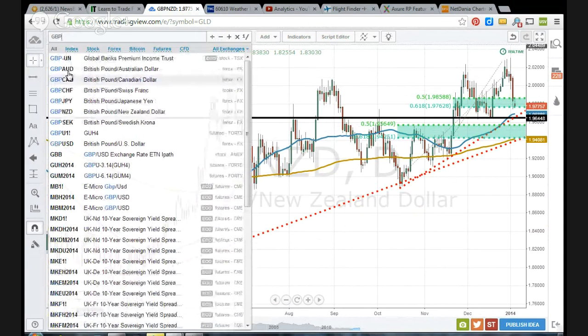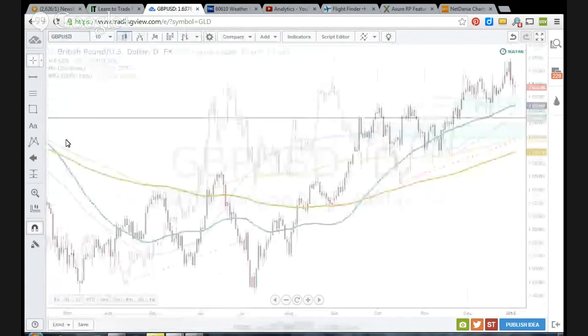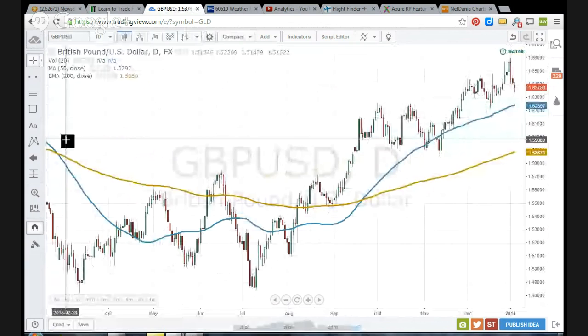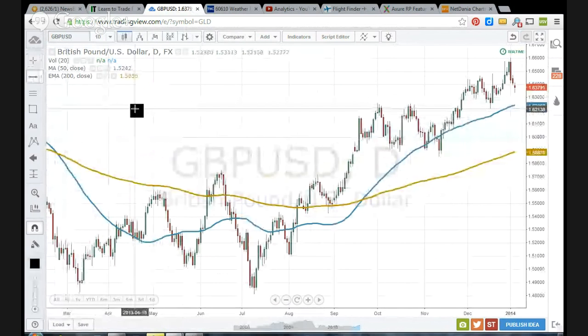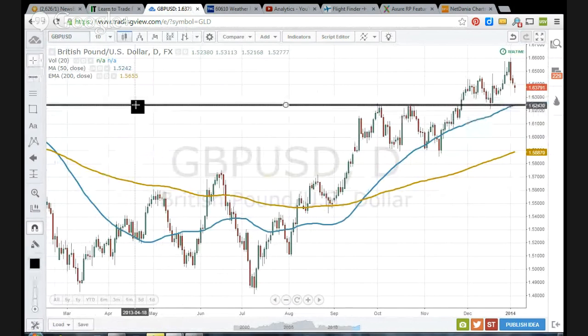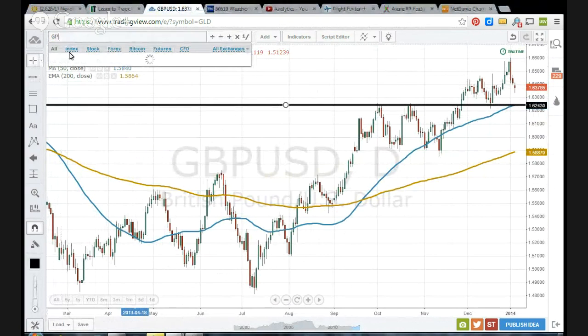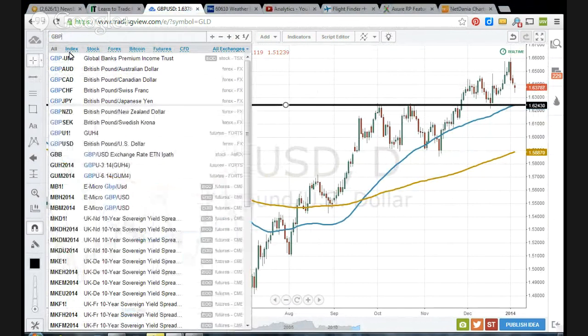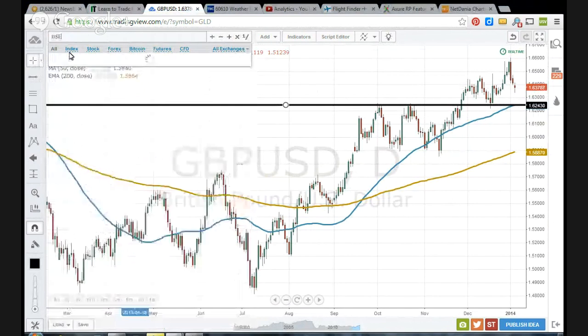Okay, Pound US dollar. Same thing. Daily chart. Really want to see it go somewhere around there. So we still have some more to work on. Oh, that's it with the pound. Let's go to US dollar pairs.